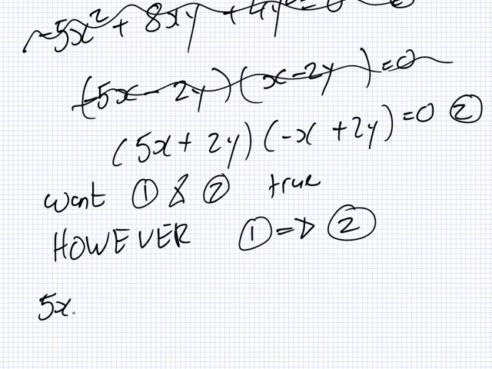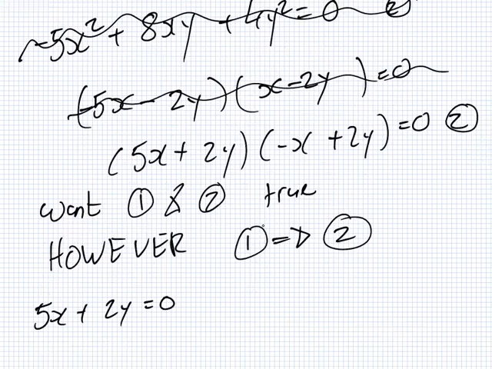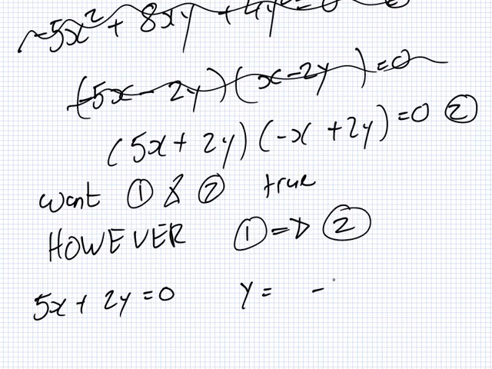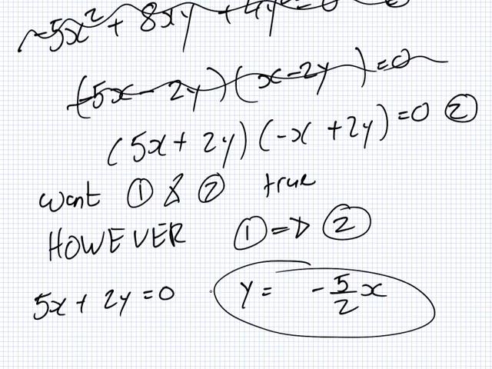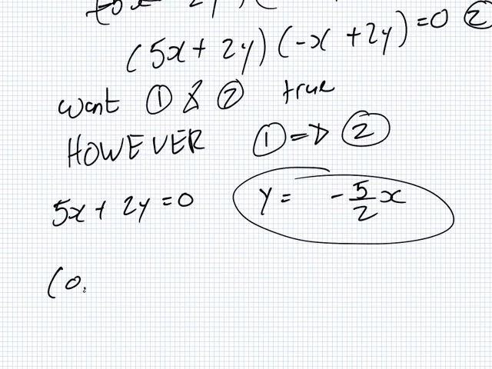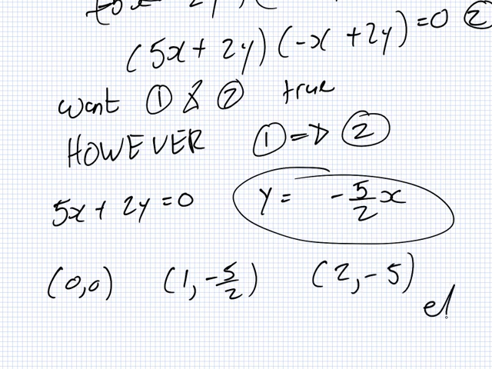So 5x plus 2y equals 0. So that means y equals minus 5 over 2x. So as long as x and y satisfy this, then they're both true. So for example, one solution is 0, 0. Another solution is 1, minus 5 over 2. Another solution is 2, minus 5, etc. 3, minus 15 over 2.